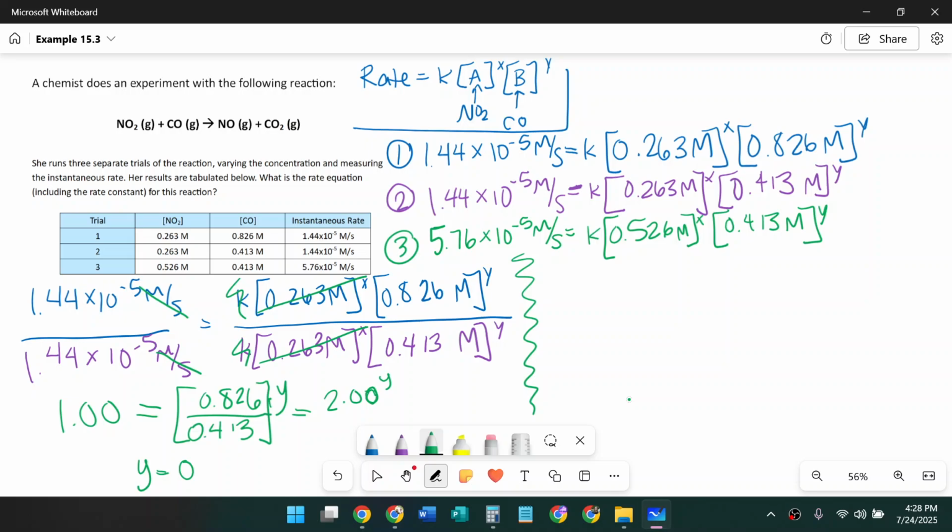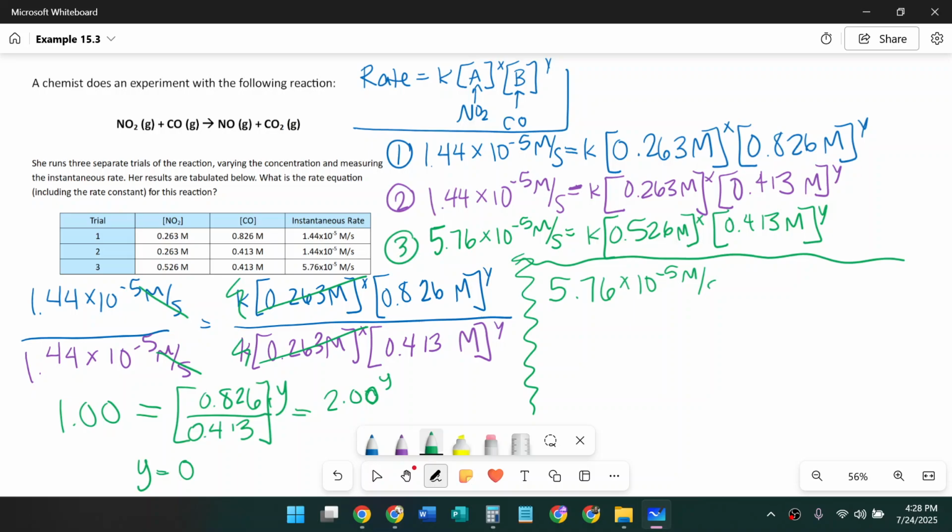All right, so now we need the y's to cancel. So we need two things in this column that are the same, and that's 2 and 3. Those two trials have the same thing. Which one is bigger on the rate side? We're going to put that one on top. That would be number 3. Because they're both 10 to the negative 5th, we just have to check the 5.76 compared to the 1.44.